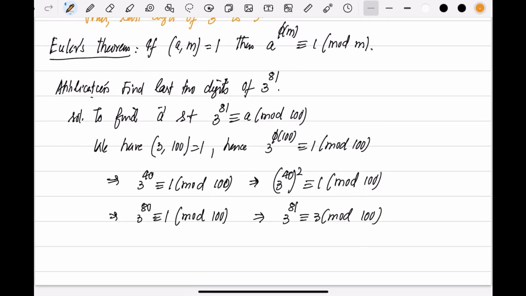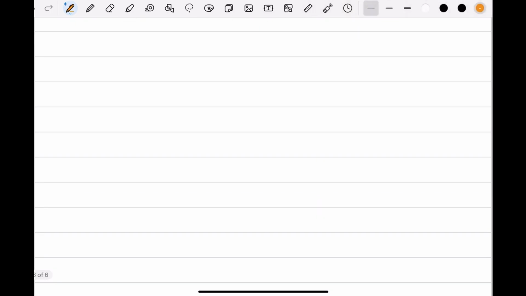But since we have the question to find the last two digits, hence the last two digits of 3 power 81 are 03. Because we have obtained, dividing this 3 power 81 by 100, the remainder 3. So therefore the last two digits of 3 power 81 must be 03.